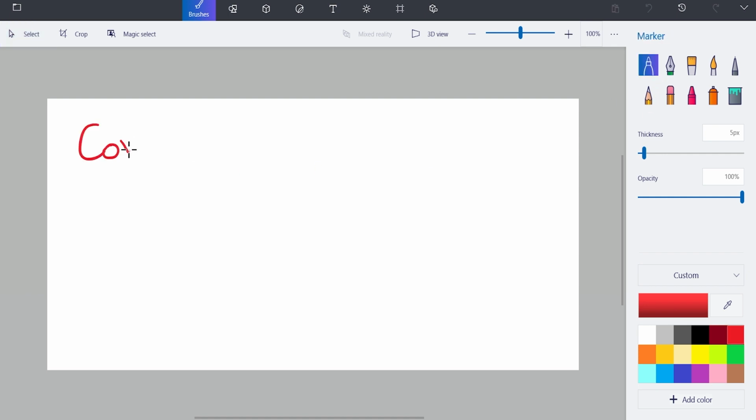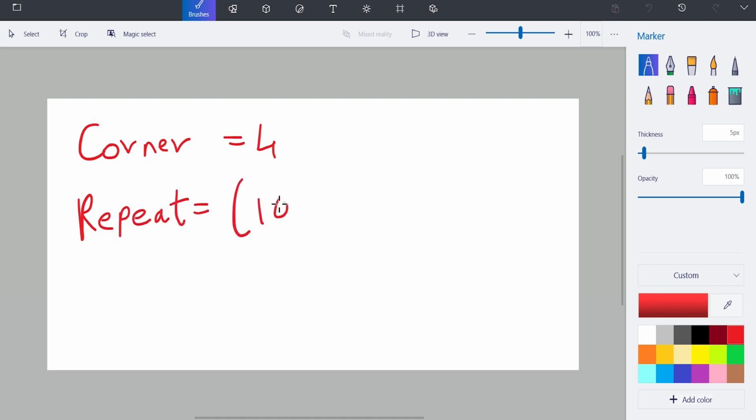Corner 4. Then I'll just call this the repeat, which means what is repeating. So repeat is equal to 10 into 4, 40.